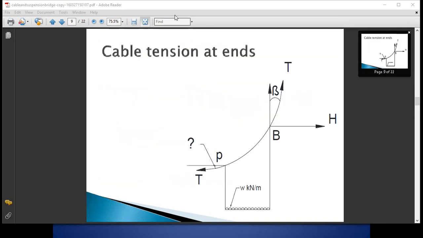Next, cable tension at the end. This is your beta. This is suppose VB. This angle is theta. W. Please write down the heading and draw the diagram. Cable tension at the ends.